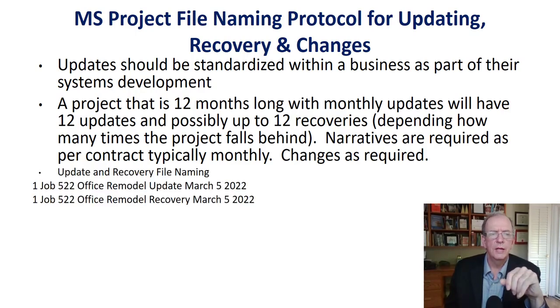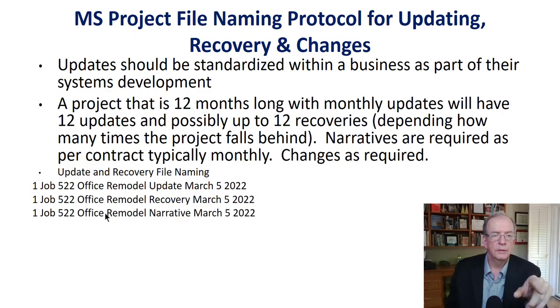So as you can see, we've got number 1 here, which is for the month, the job number, office remodel being the name of the project, the update, what kind of file it is, and the date. And same thing, recovery, so that would be for the same month. Then we have the narrative, which would be a Word document usually, some sort of Word-oriented document or a PDF. That would explain the highlights of what occurred during the previous month.